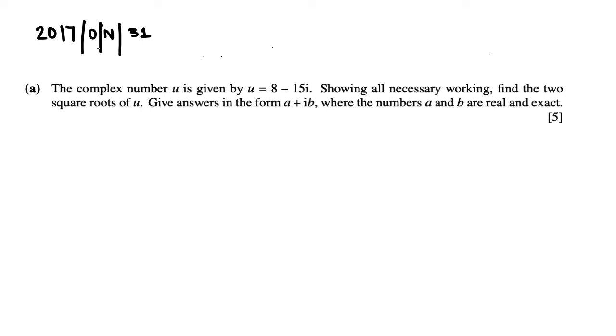Okay, let's start with the first question. October-November series, year 2017, paper 31, P3. The complex number u is given by u equals 8 minus 15i, showing all your necessary working.